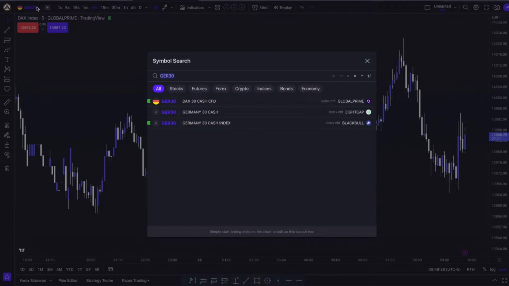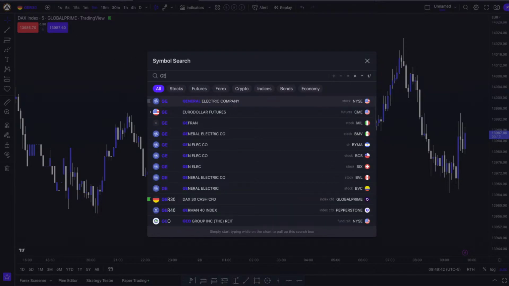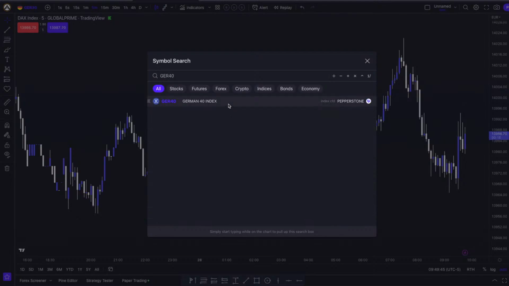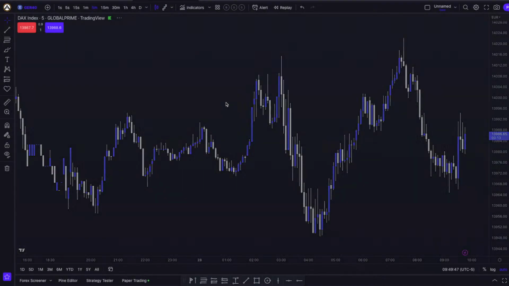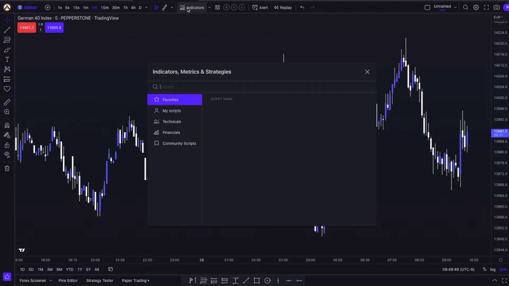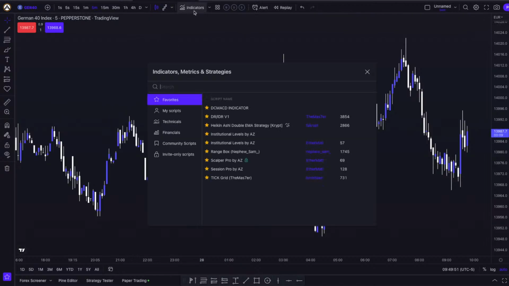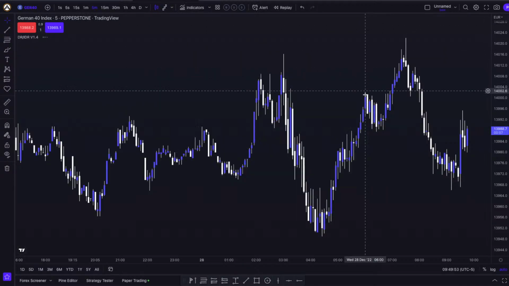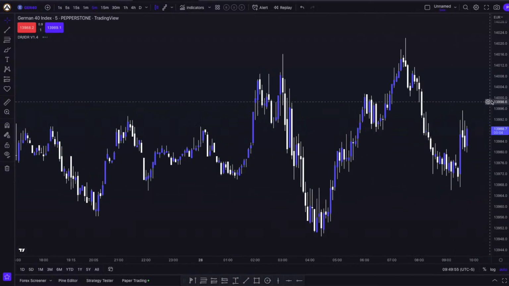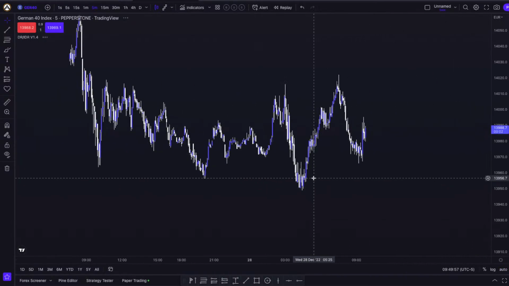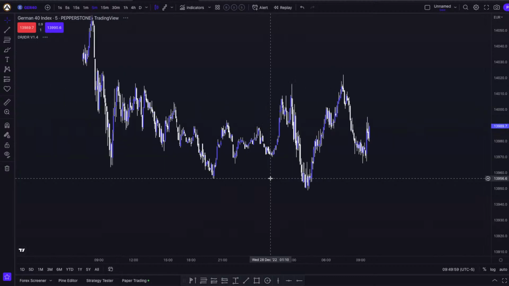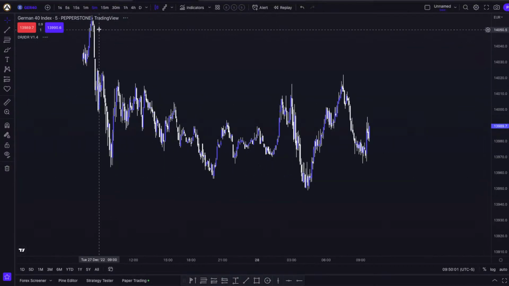Okay, then we do DE40, German 40 by Pepperstone. Alright. Now we go over to our DR IDR version 1 right here. And let's see what the Germans were up to. Alright, let it load.